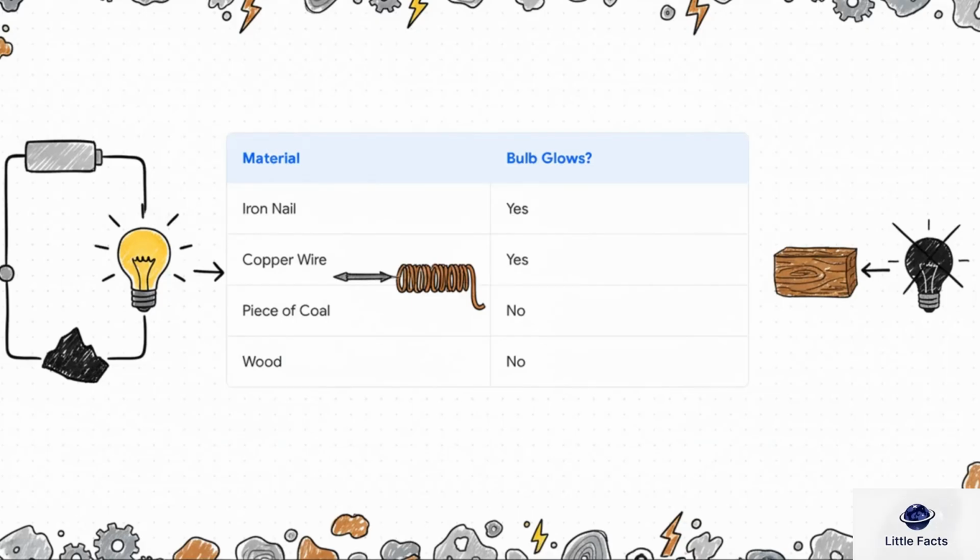And this whole conductor thing, it's not just about heat. The exact same principle applies to electricity. You can see it right here. In a simple circuit, you hook up an iron nail or a copper wire, and boom, the bulb lights up because the electricity can flow.